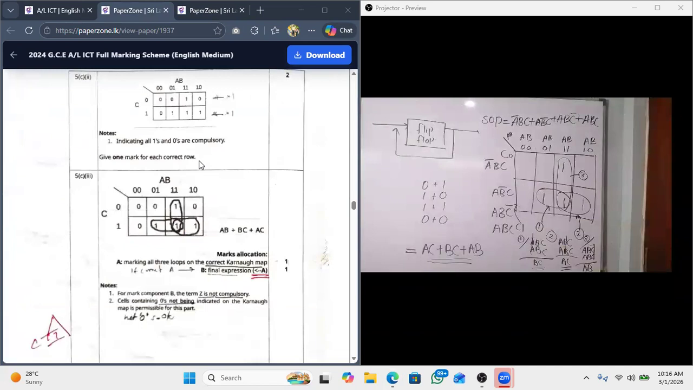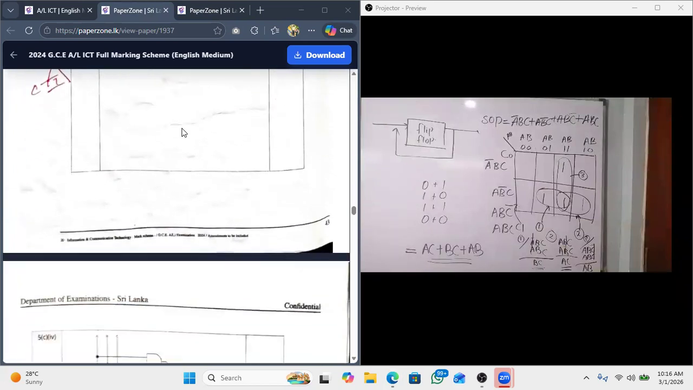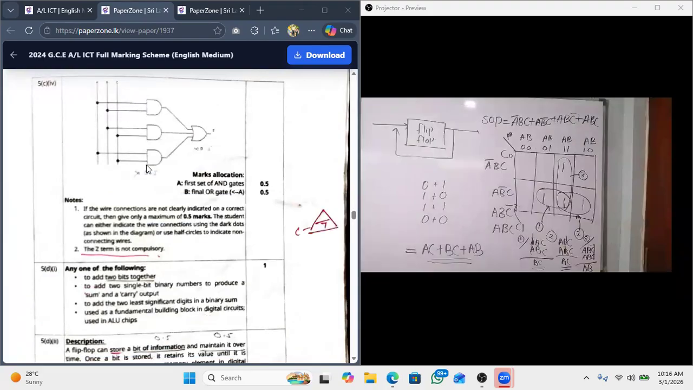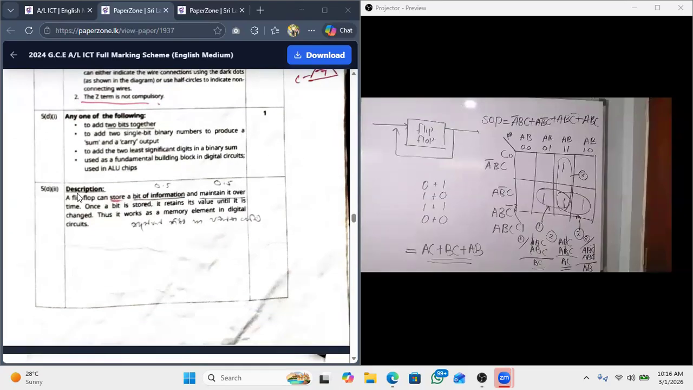So here, this is the one. Yes, see, your answers are correct. All your answers are correct. See, this is also correct. We did this one. Now, see, your answer to add 2 bits together, 1 mark you will get. To add 2 single bit binary numbers to produce a sum. You see the answers in the answer script. There are several types of answers. If your answer has the idea, they will give the marks.